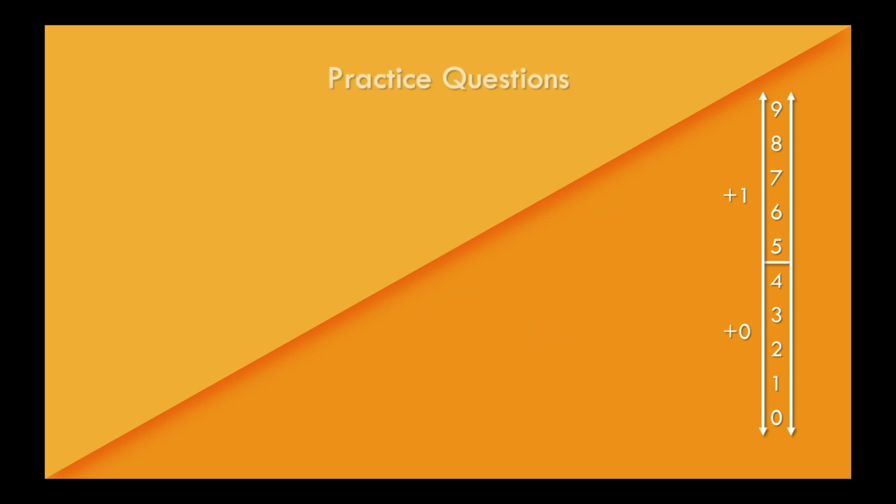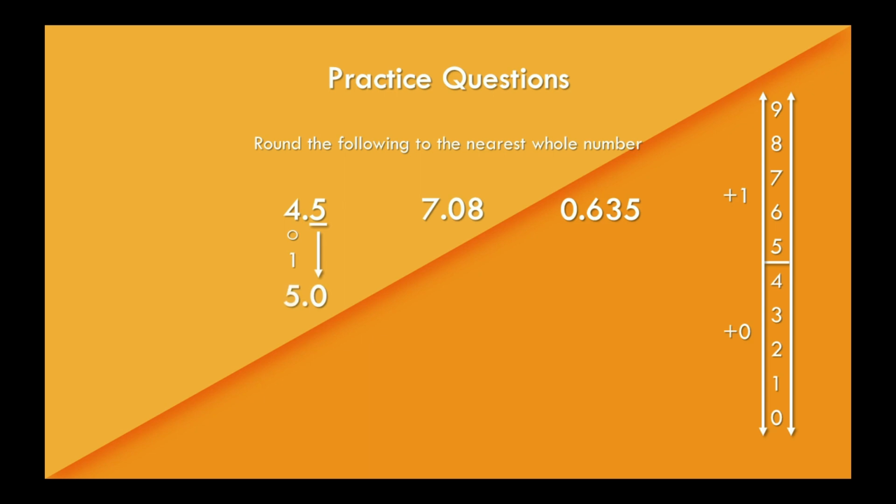You know the drill by now, we're going for practice questions. Take a moment, continue when you're ready. Okay, so for the first one, we have 4.5. We're rounding to the nearest whole. We know where the ones place is, so immediately to the right, we have 5. We know that 5 rounds up, so 5 becomes 0, and 4 gets a plus 1, making the final answer 5.